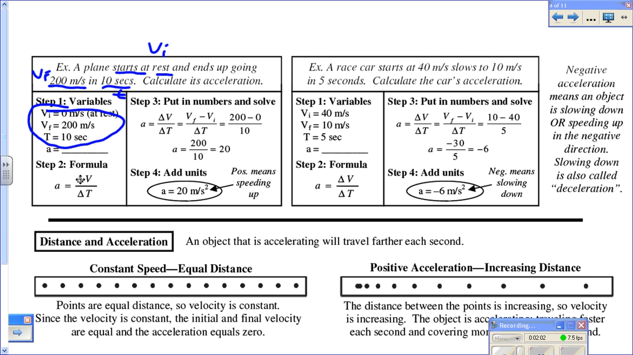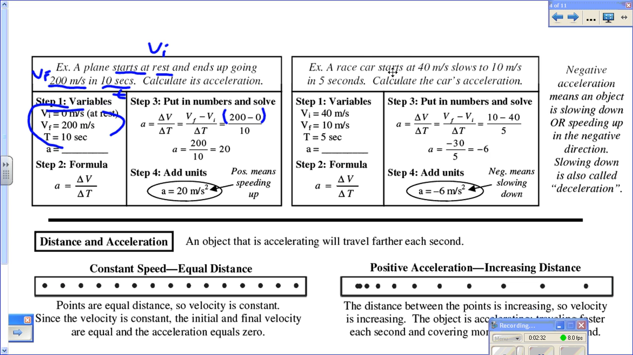The formula is A equals delta V over T, or you can write it as VF minus VI over T. So the second is 200 minus 0. Make sure you put those in parentheses in your calculator. If not, you'll get 200 minus 0 and get 200. So we'll work on that in class to show you what I mean. All right, so 200 divided by 10 is 20. The units are meters per second squared because it's meters per second divided by seconds.